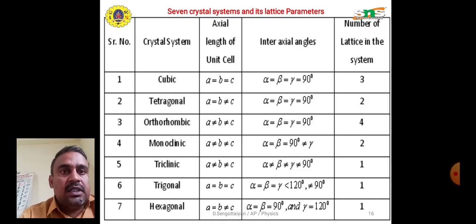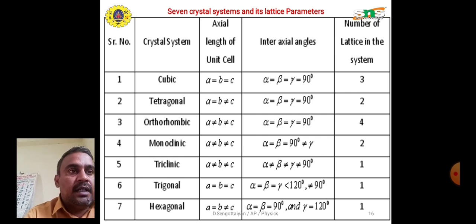The table shows the crystal system, axial length and interaxial angle, the number of lattice points in the system, and the number of possible types in the 7 systems. For example, in cubic there are 3 types possible: first simple cubic, second body centered cubic, third face centered cubic. Then tetragonal has only 2 types, orthorhombic 4 types, monoclinic 2, triclinic 1, trigonal 1, then hexagonal. Finally we have 7 systems but 14 possible types are available. So the final answer is that the Bravais lattice value is equal to 14.